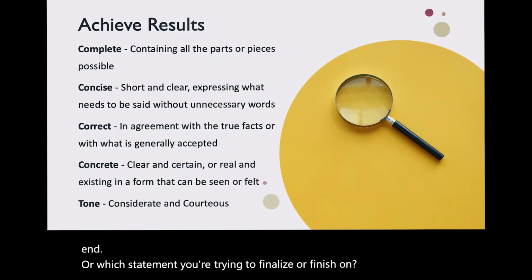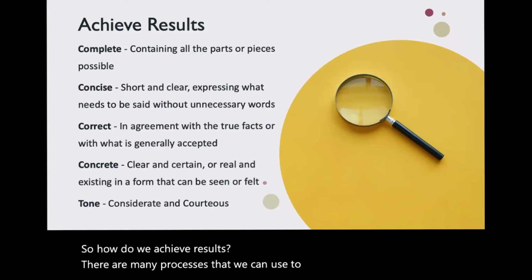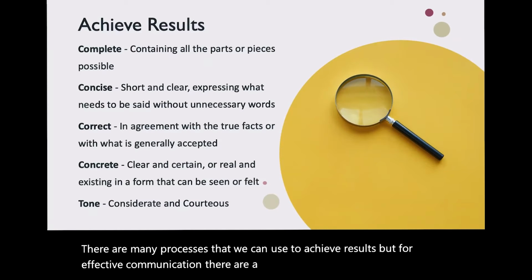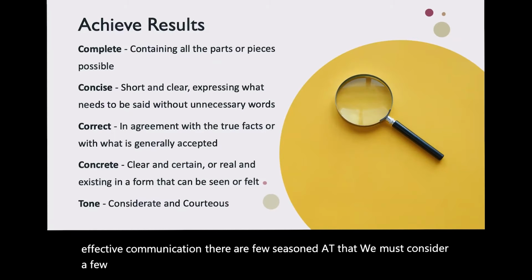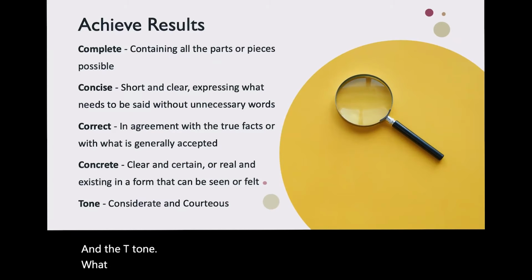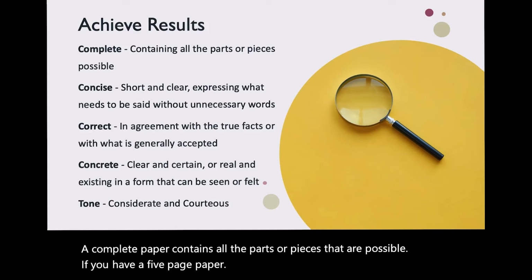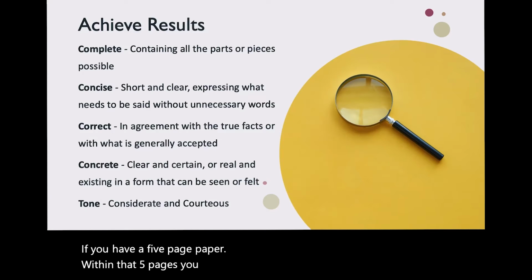So how do we achieve results? Well, there are many processes that we can use to achieve results, but for effective communication, there are a few C's and a T that we must consider. A few C's: complete, concise, correct, concrete, and the T, tone. But what is a paper that's complete? A complete paper contains all the parts or pieces that are possible. Now, if you have a 5-page paper, within that 5 pages, you can only put in it the parts or pieces that are possible in 5 pages.